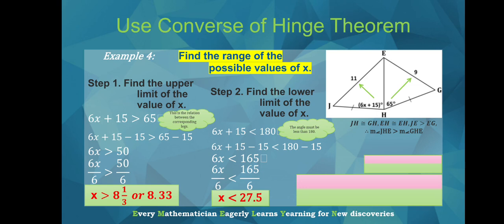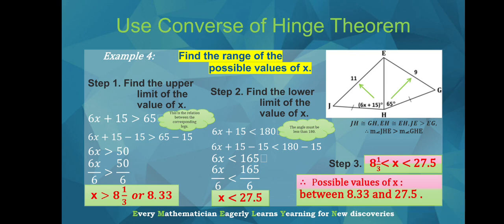Therefore, the range of the possible values of x written as compound inequality is x is greater than 8 1/3 but less than 27.5. This means that the possible values of x is between 8 1/3 and 27.5.